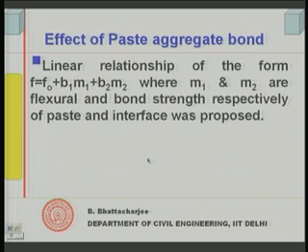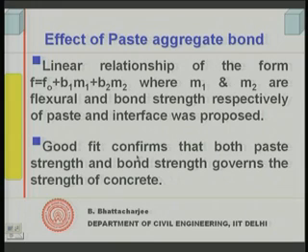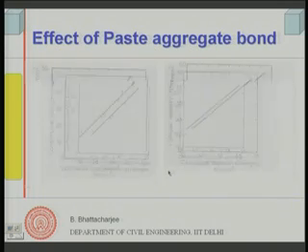Some earlier work, people have tried to develop a linear relationship of this form, F = B0 + B1 M + B2 M2, etcetera, with some constants here. The F stands for strength, where one is the paste strength and the other is the bond strength. So, with a linear relationship between the bond strength and paste strength, they tried to relate the concrete strength, a pretty simplistic relationship actually. This was proposed, and a very good fit was observed, as we shall see in the next slide. And this good fit confirms that both paste strength and bond strength govern the strength of concrete.